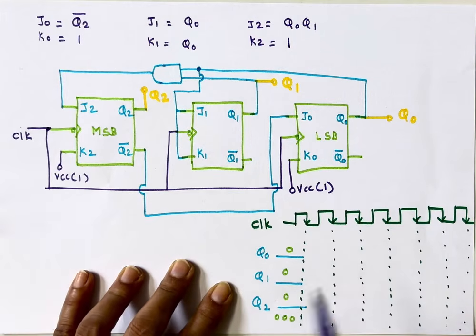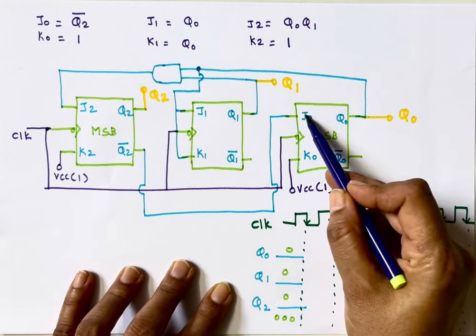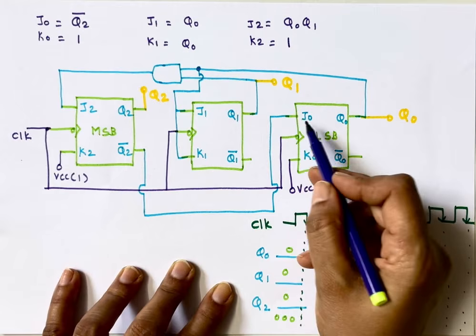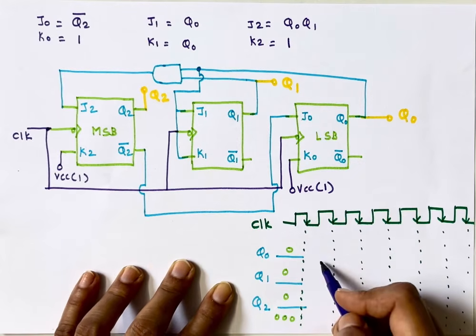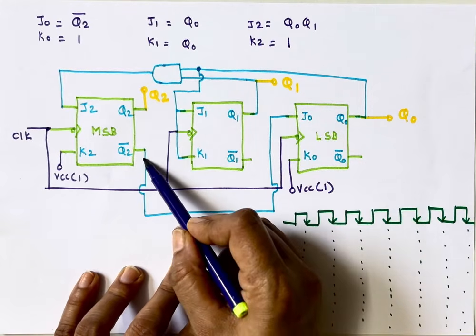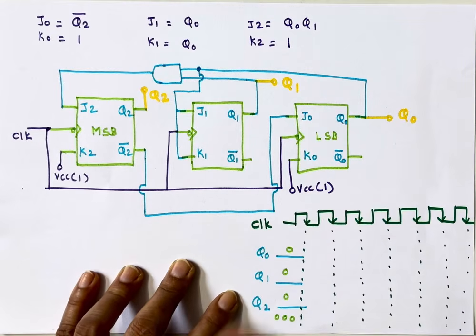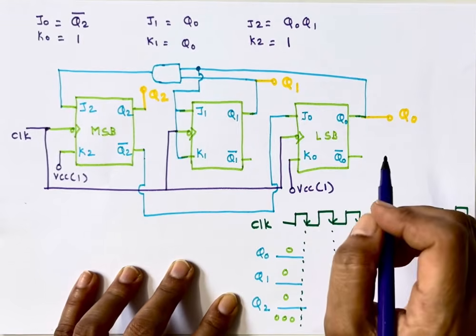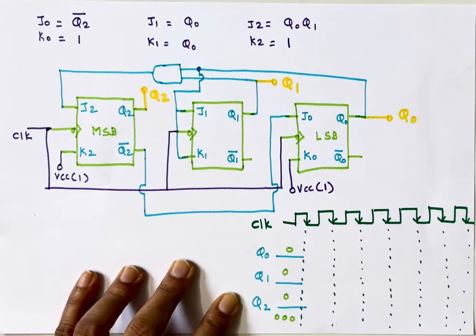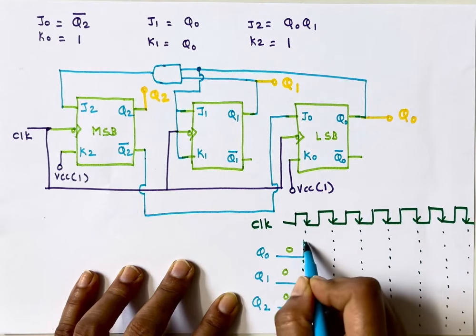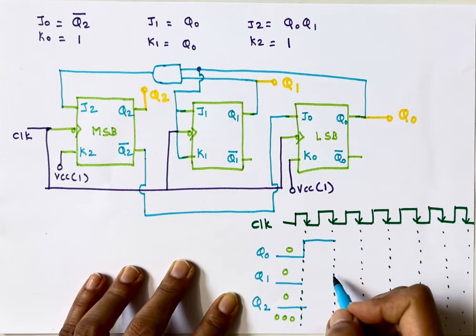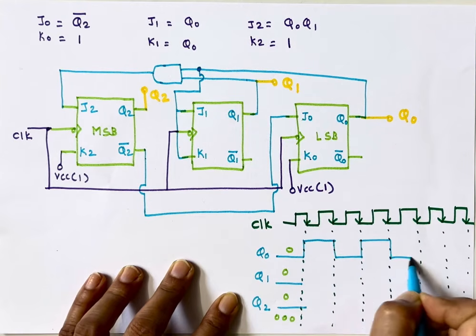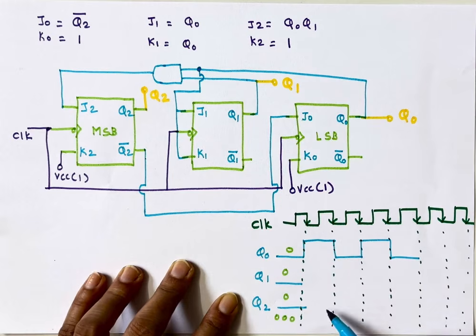Next, we'll start with Q0. So Q0 depends on J0 and K0. K0 is connected to VCC. Then based on the value of J0, our output will change. J0 is Q2 bar. What is Q2? 0. Q2 bar is 1. So when J and K both are 1 in a JK flip-flop, the next state is the complement of the present state. So here it will toggle, and similarly it will keep on toggling. I'll verify it again when we draw for K2.